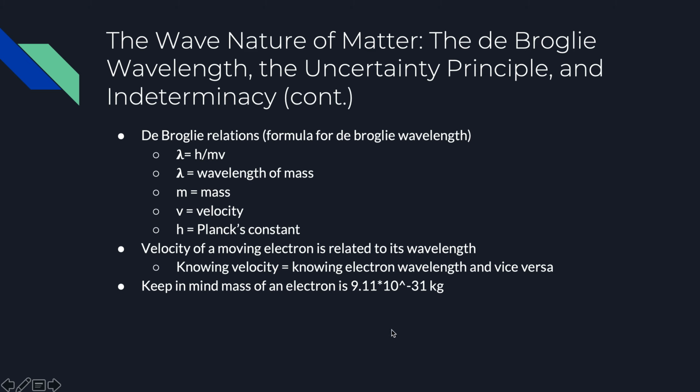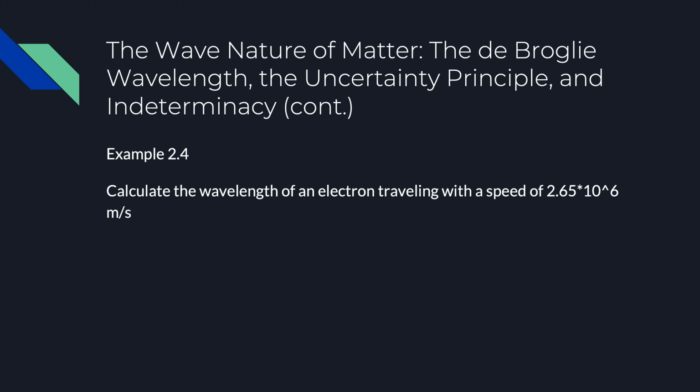Keep in mind that if you want to calculate this for an electron, the mass of an electron is 9.11 times 10 to the negative 31 kilograms. And now we'll have an example for you to do: calculate the wavelength of an electron traveling with a speed of 2.65 times 10 to the 6th meters per second. I'll give you a moment to figure that out. Feel free to pause.